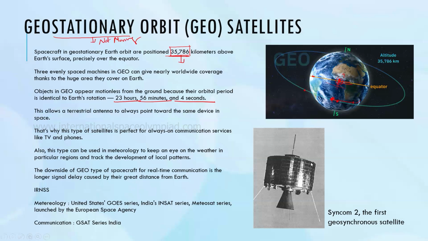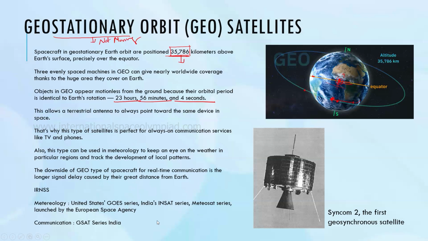Now, the main advantage of that is it is very good for communication satellites. Something like GSAT, INSAT, and the United States GOES series, Meteosat.